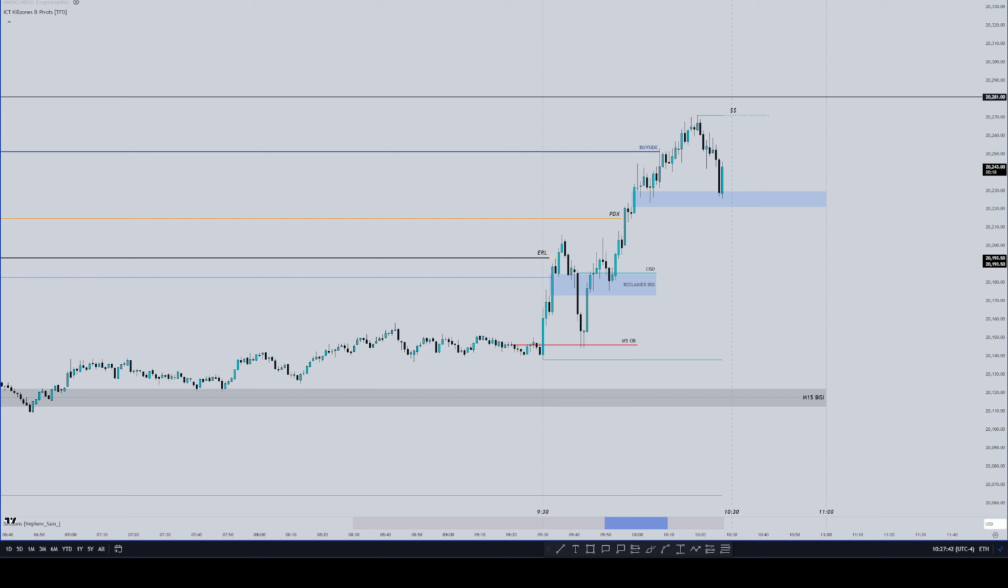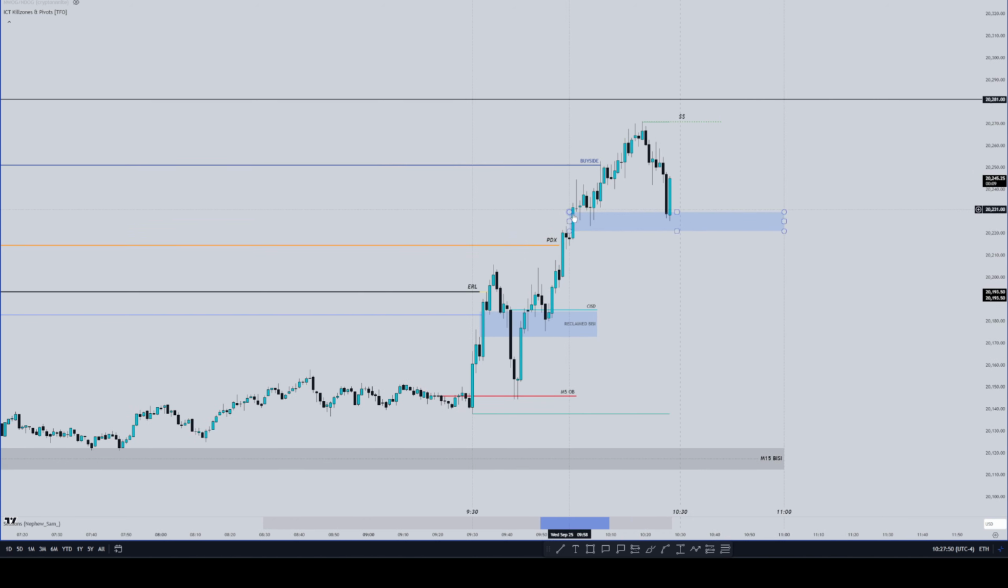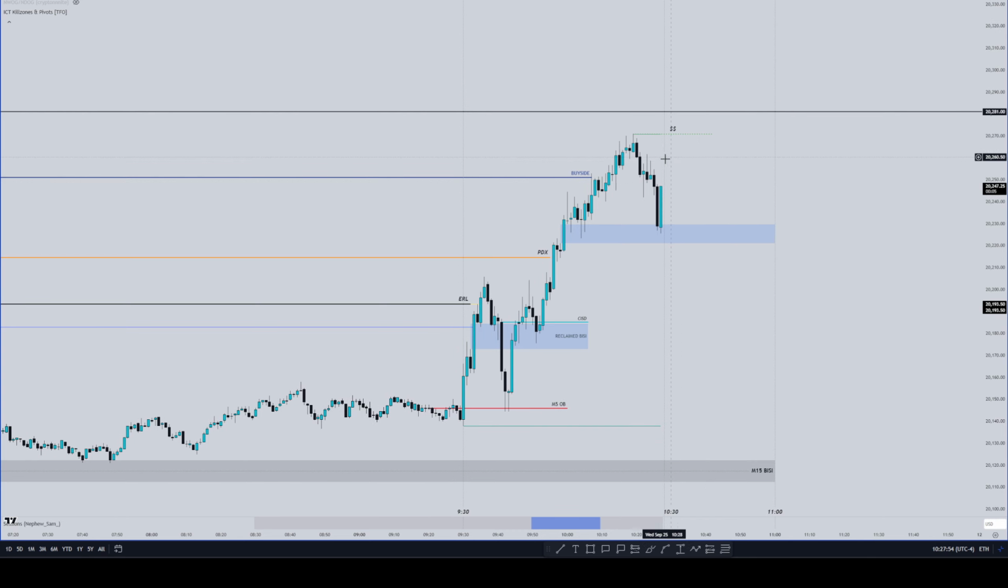And then yesterday was like a textbook 15-minute IRL to 15-minute ERL. But nice reaction off this inefficiency. You have 3 minutes left. You'd like to see that new high form.